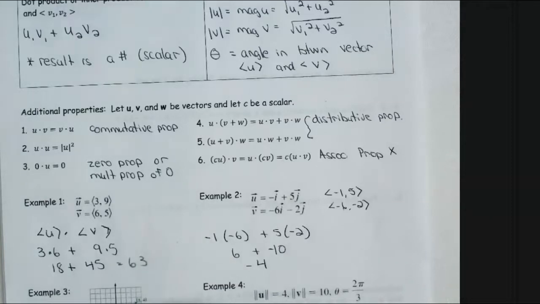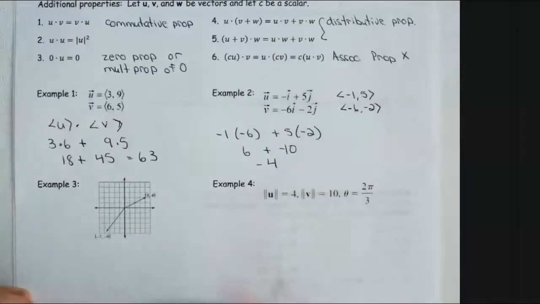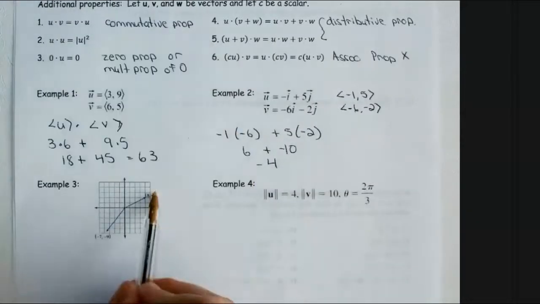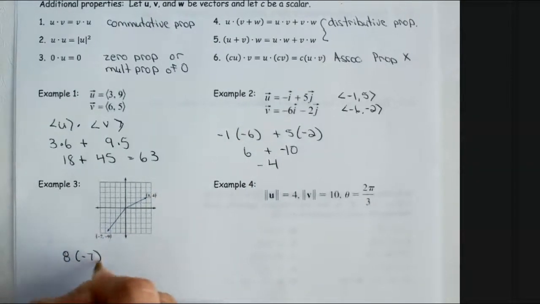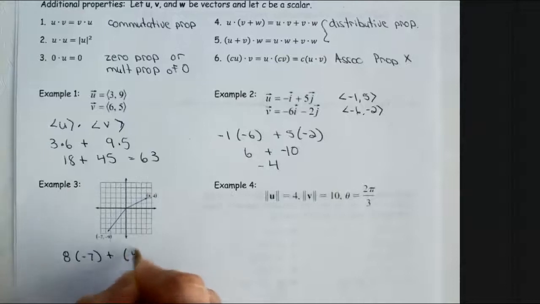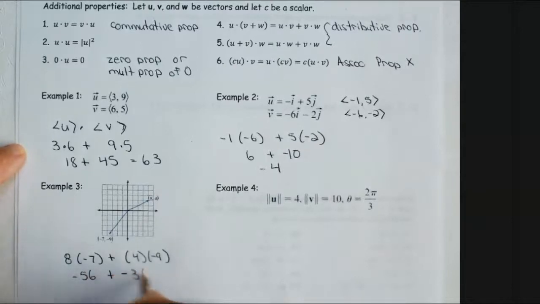Okay, moving on to number 3, again, same thing. I don't have that angle in between, so I'm going to stick with that easier method. I've got my components here and here. Again, I'm multiplying the x components, I'm multiplying the y components, and then I'm adding them together. So negative 56, negative 36, and ultimately we get negative 92.